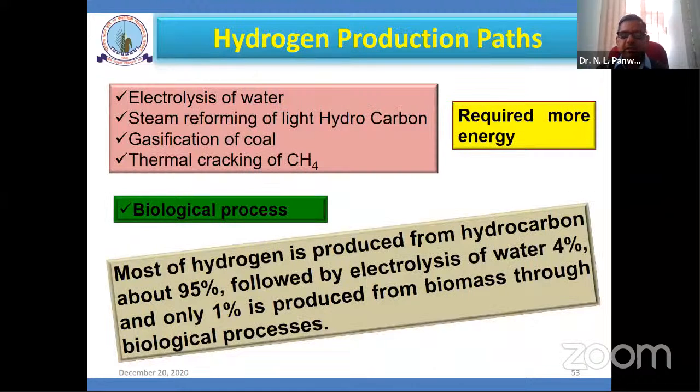And about 95% comes from hydrocarbon fuel, meaning your fossil fuels, followed by electrolysis of water at 4% only, and only 1% is produced from the biomass, though it is a biological process. So one can think that there is a huge research gap available. One can think about production of this biohydrogen through your biological mode. So the biological process requires more attention on hydrogen production paths.